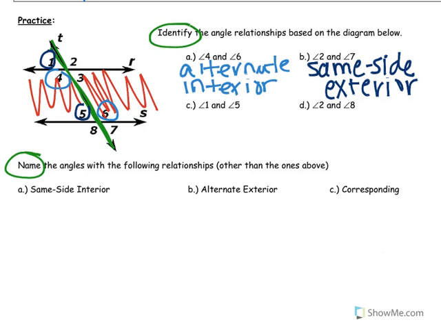Let's look at 1 and 5. That one's tricky because 1 is on the outside, but 5 is in the red, in my interior region. So I can't say they're both interior or exterior, so I'm going to think about that corresponding angle. If I were to take this group of 4 and slide it down over this group of 4, do 1 and 5 match up? Yeah, so those angles are called corresponding.